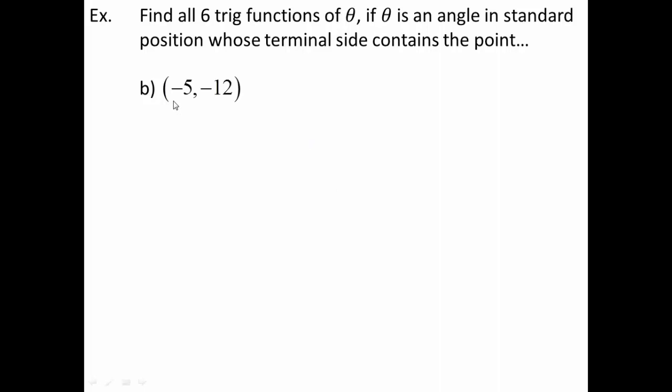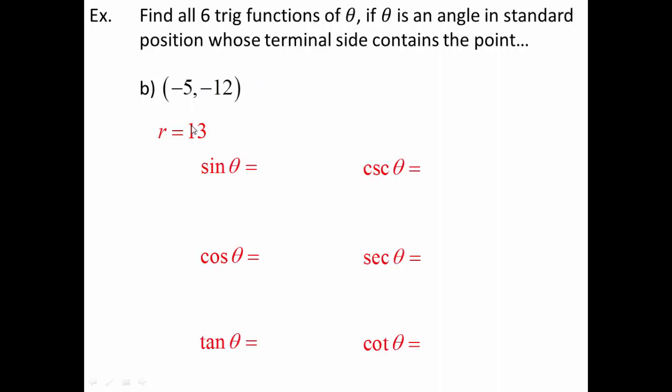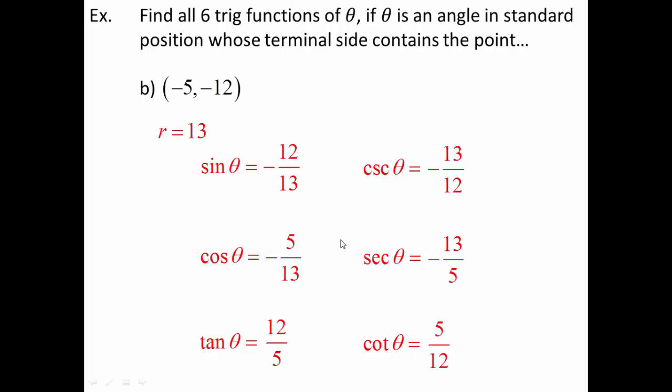I know x is -5, y is -12. I can figure out r by doing the Pythagorean theorem or simply recognizing that this is a 5, 12, 13 triangle. As long as I have x, y, and r, it's simply a matter of writing down your ratios. Sine is y over r, cosine is x over r, tangent is y over x. Cosecant, secant, and cotangent are just flip, flip, flip. So if you want to draw a triangle, you're perfectly fine to draw a triangle. I'm not going to stop you from drawing a triangle, but keep in mind, you don't really have to draw a triangle, you just have to know the rules.